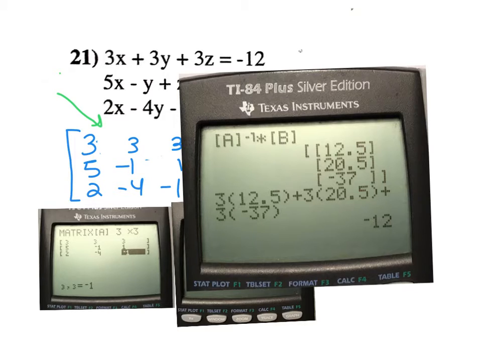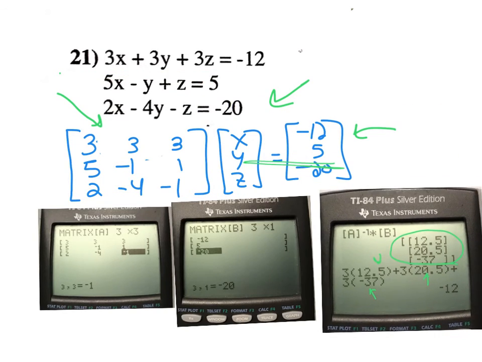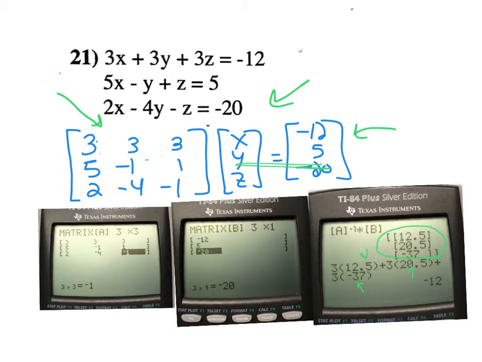So what I did, the second part of what you see on the calculator screen, I took those answers that I got, the 12.5, the 20.5, and the negative 37, and I plugged them in this top equation up here to see if I would get negative 12, and I did. So I know for a fact that those answers right there are perfect. All right, I hope that makes a little bit of sense to you. The calculator steps are not hard, but if I were you watching this video, I'd plug those in and make sure I can do that on the calculator.